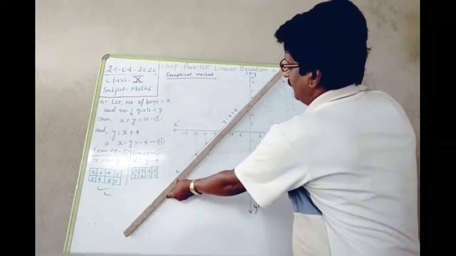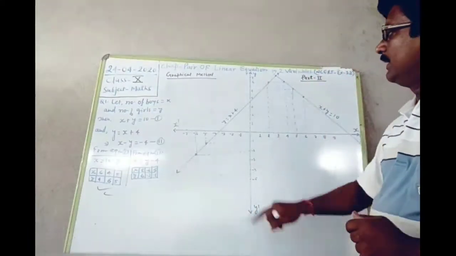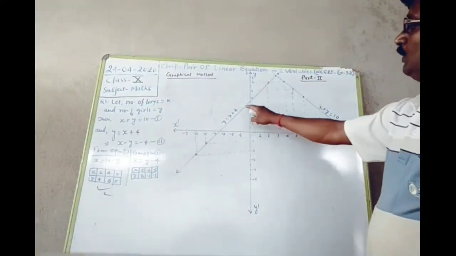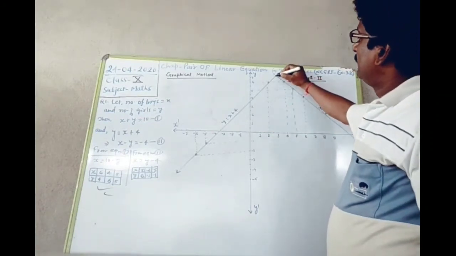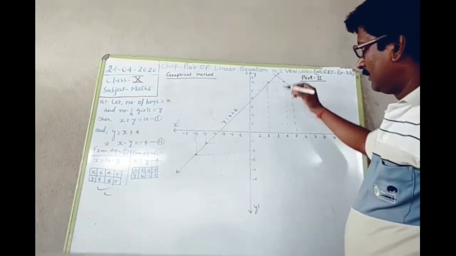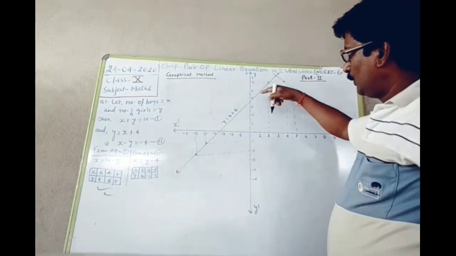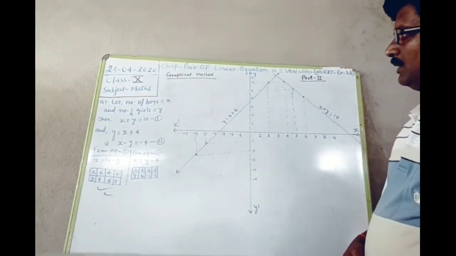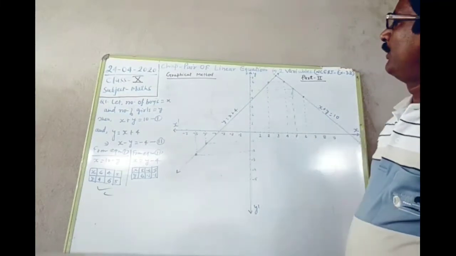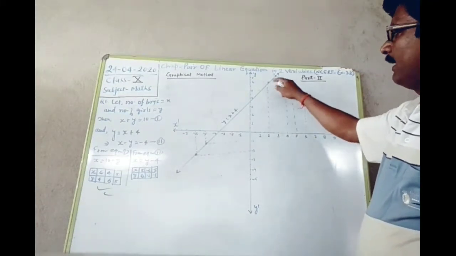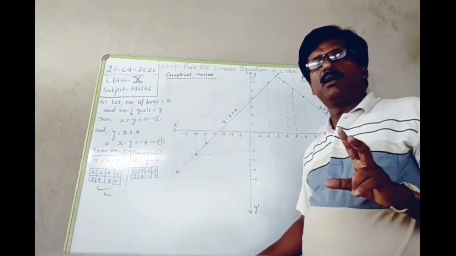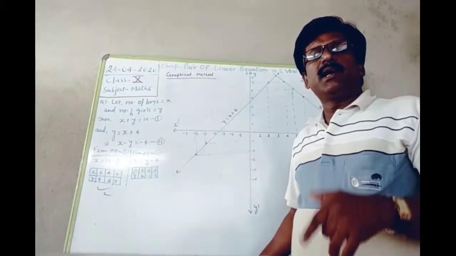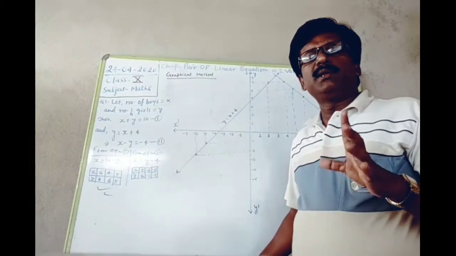scale, once again I have drawn the line, and after joining the line, what do we observe? The two lines intersect at this point. So when the two lines intersect at this point, we can conclude the lines of both the equations intersect at one point. And when the lines of the graph meet at a single point, it means the equation has a unique solution.